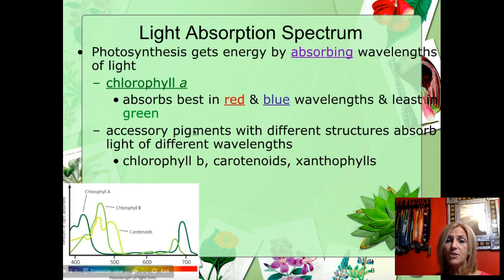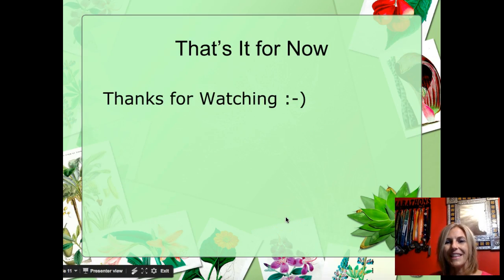Pigments will absorb certain colors of wavelengths of light, and then they reflect the other wavelengths of light. These are all kind of in the same range, but by having a number of different pigments, they will be able to absorb more wavelengths of light, and so it's more efficient for the plant. That's, I think, all of the background you need in order to be able to start talking about photosynthesis and not get caught up in the structures. So thanks for watching.